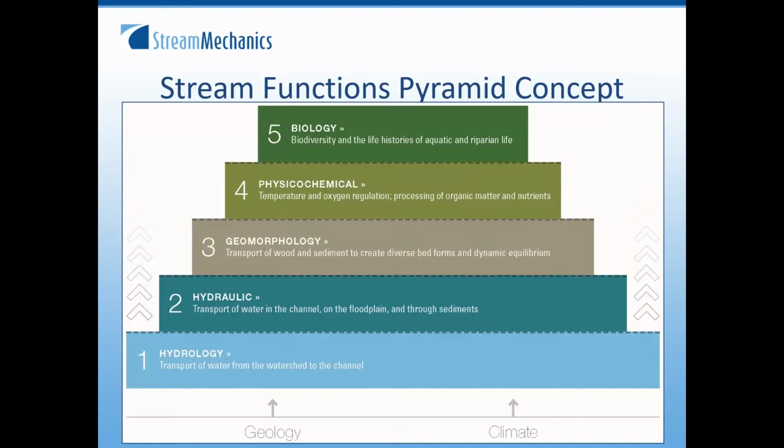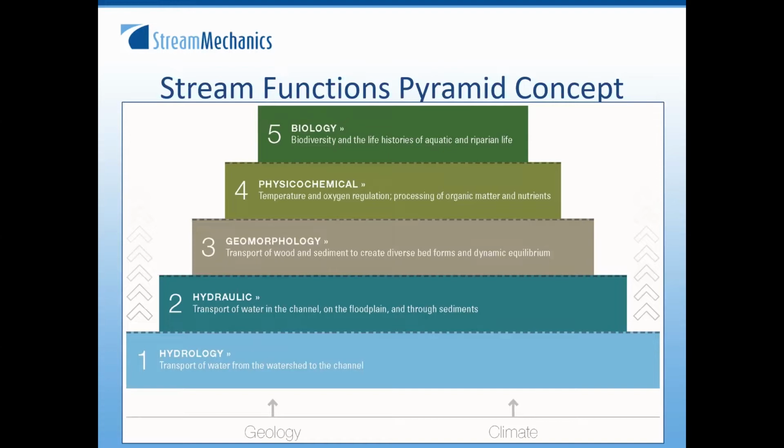So at the very base of this pyramid is geology and climate. And so this acknowledges that these stream functions will look different, how they play out based on different parts of the world. So this is why streams in Alaska look different than streams in North Carolina, different geology, different climate, but these functional categories apply everywhere.